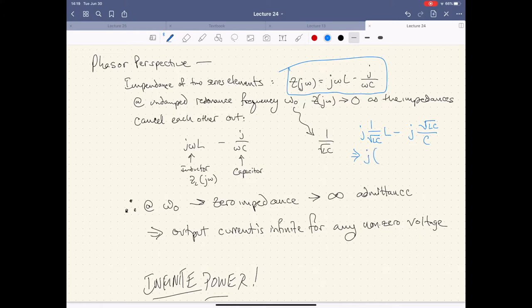Then what I have here is j of, let's move this guy upstairs, right? So I have square root of LC over LC times L, because 1 over square root of LC is equivalent to this, yeah? Minus square root of LC over C. The L's cancel politely, and this cancels with this now. And so this whole expression goes to 0. So at that magic frequency, at that resonance frequency, omega naught, I end up canceling out the impedance.